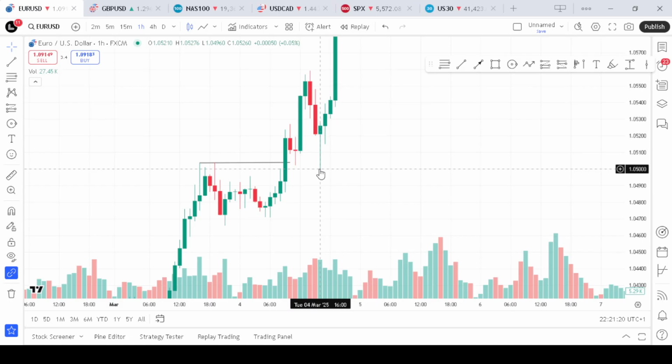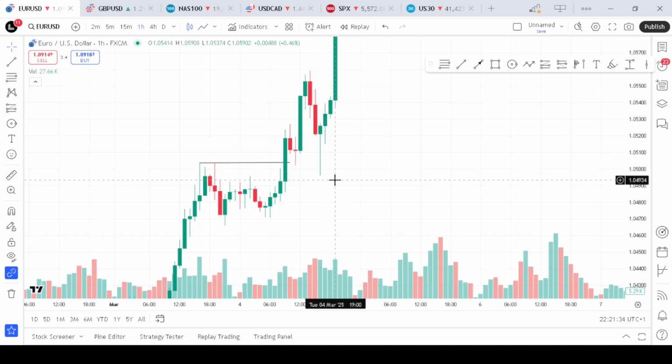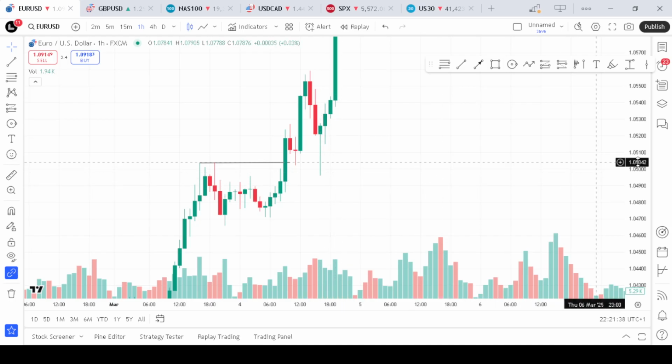That should be your entry confirmation, and this suggests that the upward trend is resuming. Now, before we enter a trade, it's essential to confirm the validity of the J-hooks pattern, and there are some key confirmations to add to get the validity of this pattern.